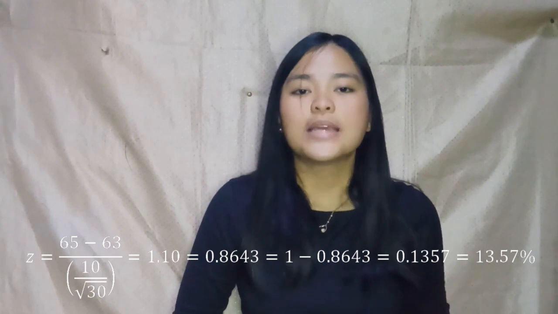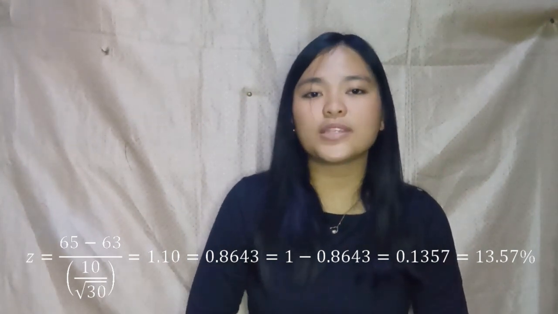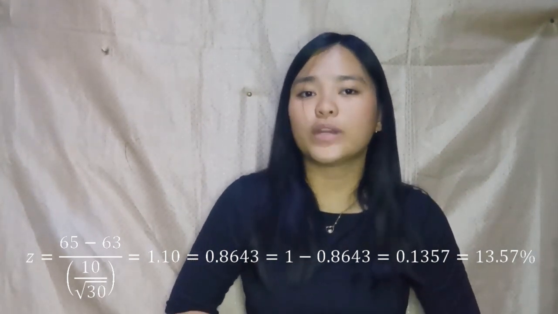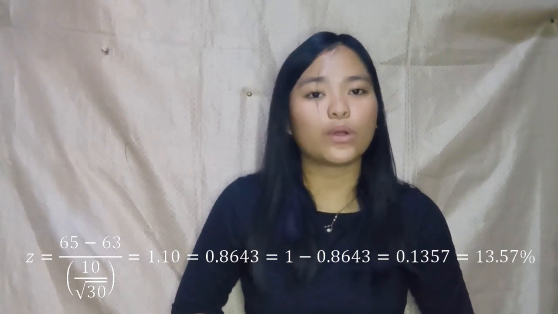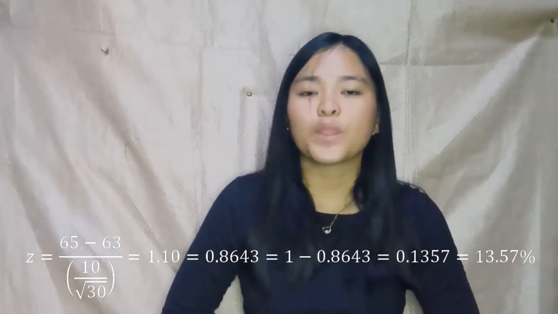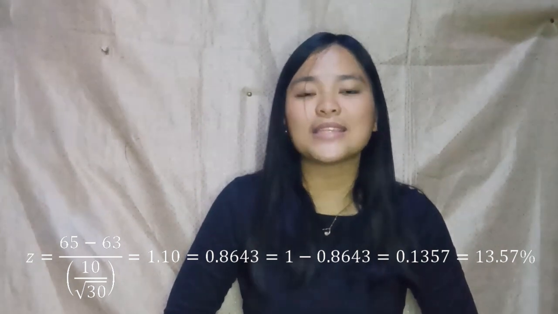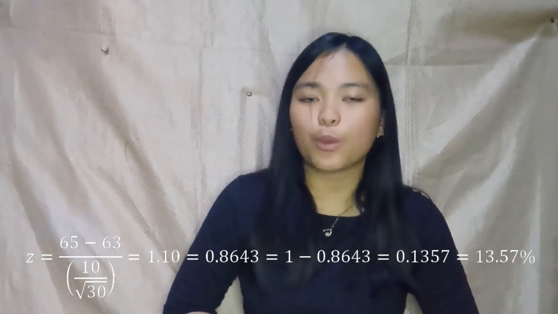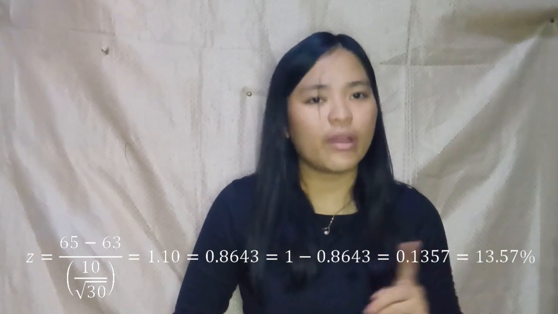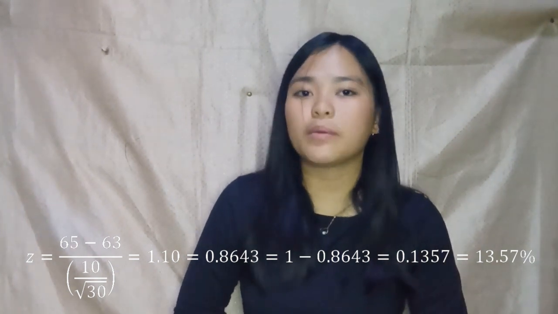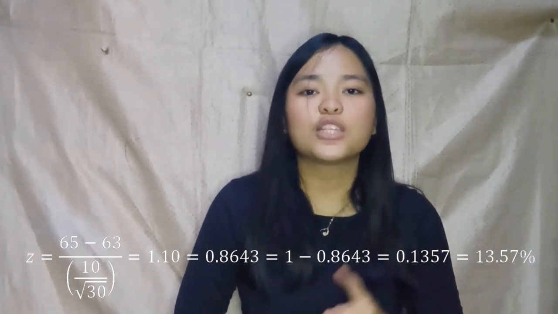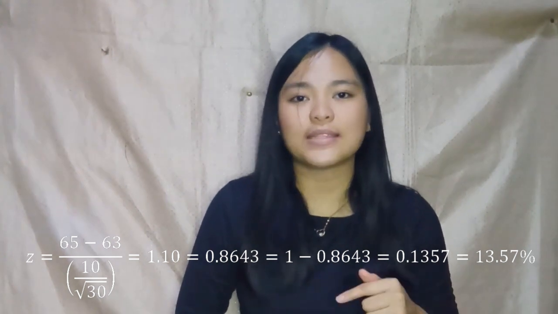8.53%. On the other hand, for the other question, z is equal to 65 minus 63 all over 10 over the square root of 30, which is equal to 1.10. Using the z table, it is equivalent to 0.8643 or 86.43%. However, we are tasked to find the probability over 65 days. This probability is below 65 days.